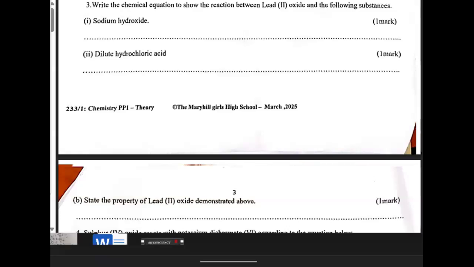Other oxides that will behave the same are aluminium oxide and zinc oxide. They are also amphoteric oxides. Aluminium oxide and zinc oxide.